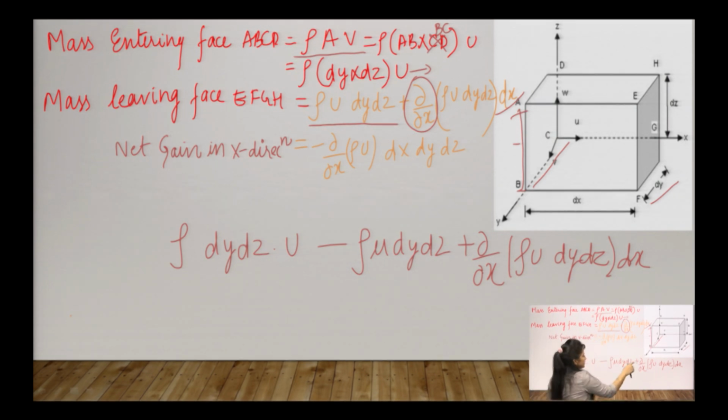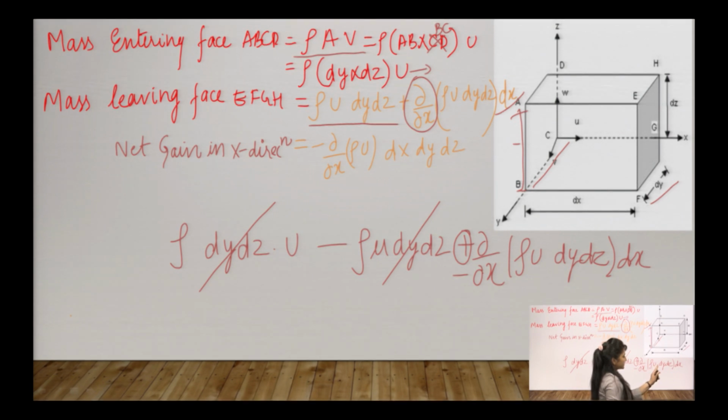So if we are subtracting, again this value will be in minus, because as a whole we are subtracting, this value will be cancelled. What you are left with? Minus of del x of rho u dy dz and dx, and this is what we have written, minus of del by del x of rho u, dx dy dz. This is what we have got. The net gain in x direction, the amount of mass entered and amount of mass left, you have obtained a certain value and it is negative of this value.